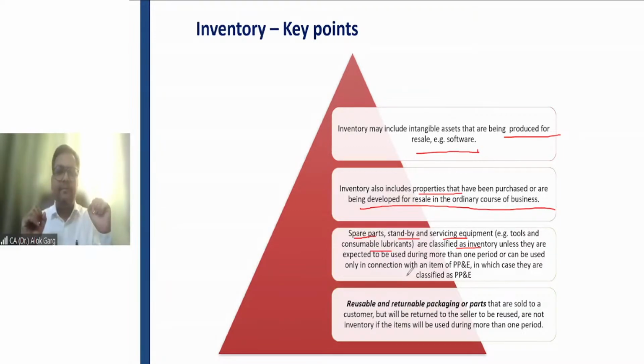For example, after every 10,000 hours, a particular machinery needs a replacement of a major spare part, right? And normally this machinery will take around 2 years to cover the 10,000 hours. So it means after every 2 years, this spare part needs to be replaced. So if the company has purchased that spare part, which is there in their warehouse, that spare part is not inventory. Why? Because the life of that spare part is more than 1 year, right? More than one period. So that spare part is classified as PPE.